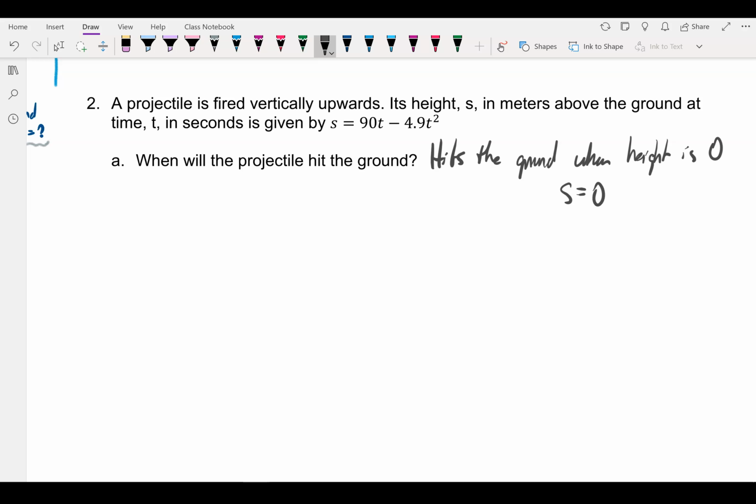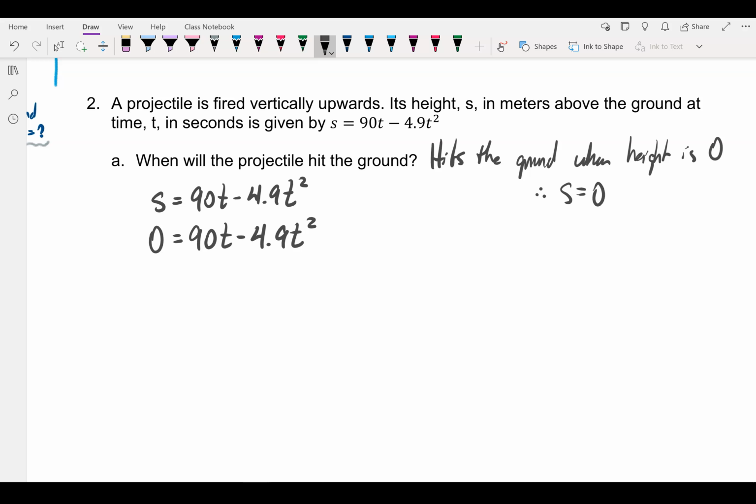Okay, it hits the ground when the height is 0. In other words, s is 0. Why does that help us? Well, look at our formula. Our formula is height above the ground is 90t minus 4.9t squared. But we know that at the time we're looking for, the height is 0. So set that to 0. You get something a little simpler. And that's a quadratic, but it's not in the form that we want it.